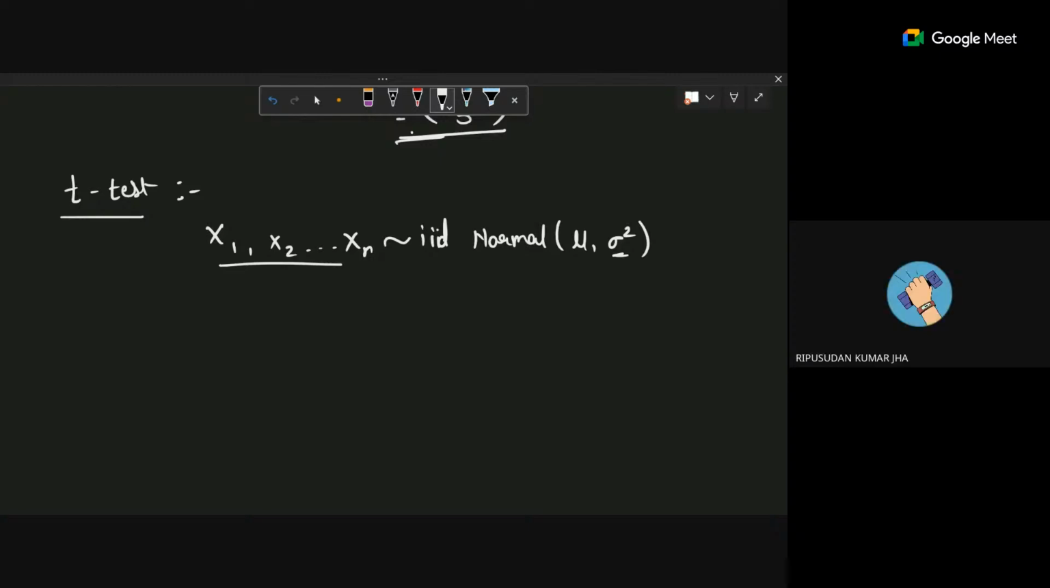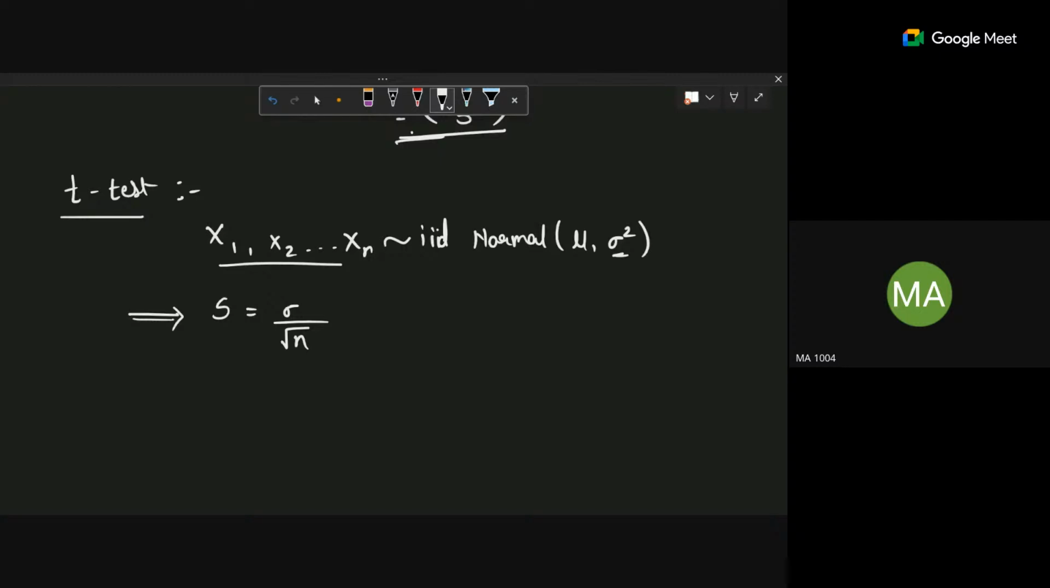Ma'am, we can say that the sample standard deviation is equal to the population standard deviation divided by the square root of the number of samples. That's what you want to say? Yes, ma'am. Fine. Very good.